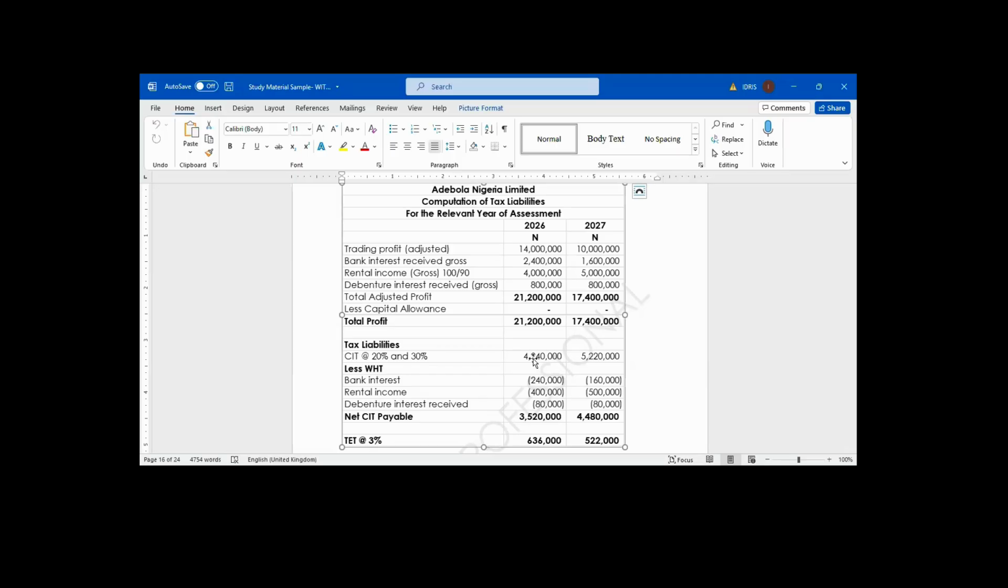Please, I have a question. I just want to get this clarification. To get our total income for the company, are we going to include the ones that have already suffered tax to know the total income? Yes. Oh, okay.